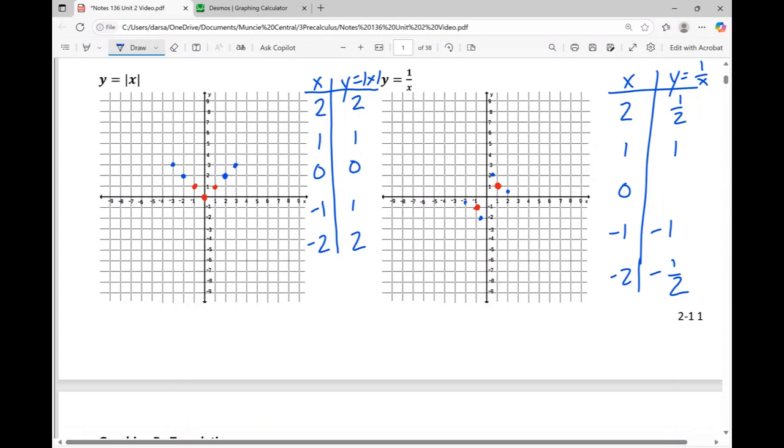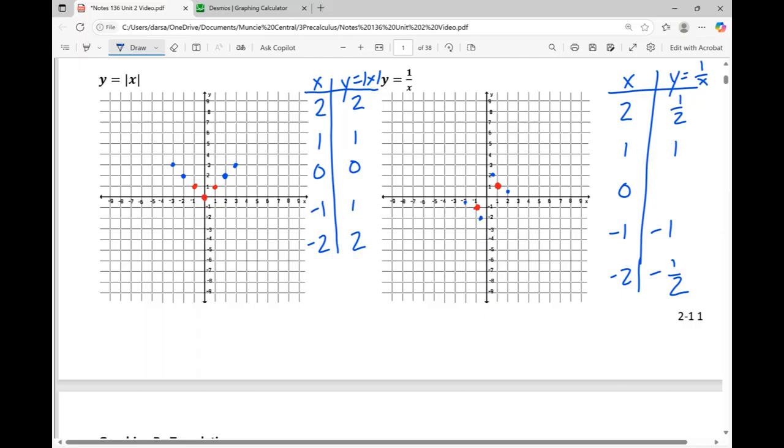Our last two parent graphs or base graphs are going to be absolute value of x, and I will tell you, we use absolute value of x a lot. You're going to see this one a lot. And the parent graph 1 over x, which we call the reciprocal function, I'll be honest, we won't see this one very often. You will need to know it as a parent or base graph, but we probably won't do much shifting with it. We'll hold off until unit 3 and we'll talk about it as the reciprocal function.